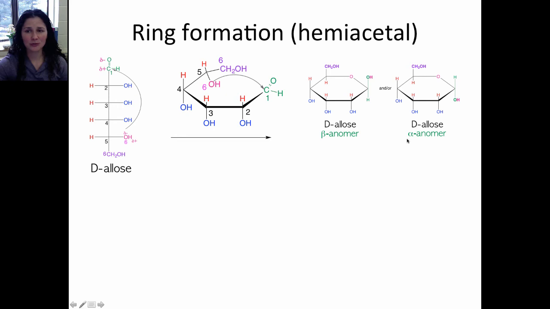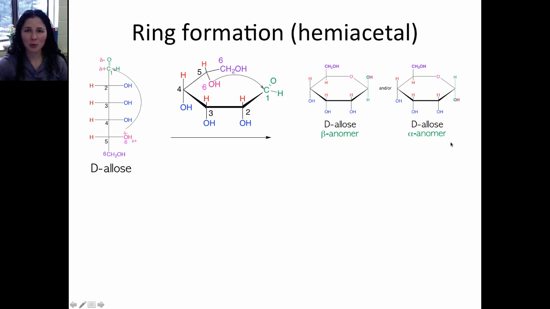I've drawn this in 2 different isomers. One is called a beta anomer and one is called an alpha anomer. The only difference between these 2 isomers is the orientation of the alcohol group on carbon number 1, or the orientation of the alcohol group on the anomeric carbon. Remember, this is the anomeric carbon here. Here it is again, and it's here and here. So the orientation of the alcohol on that carbon defines whether it's a beta anomer or alpha anomer.